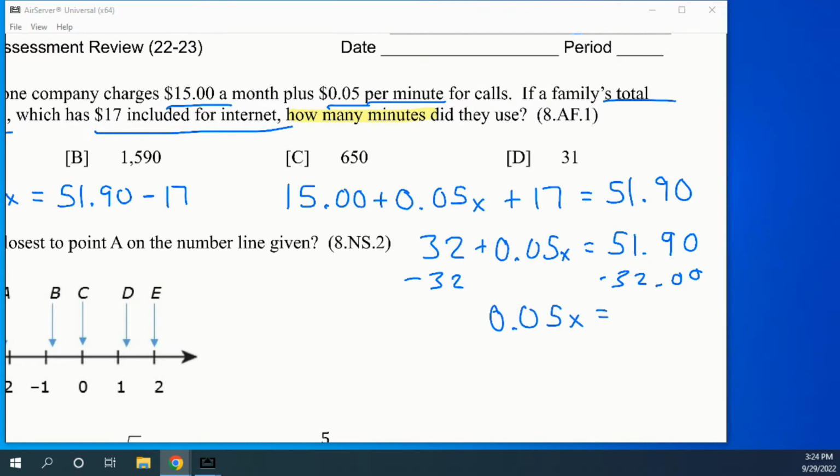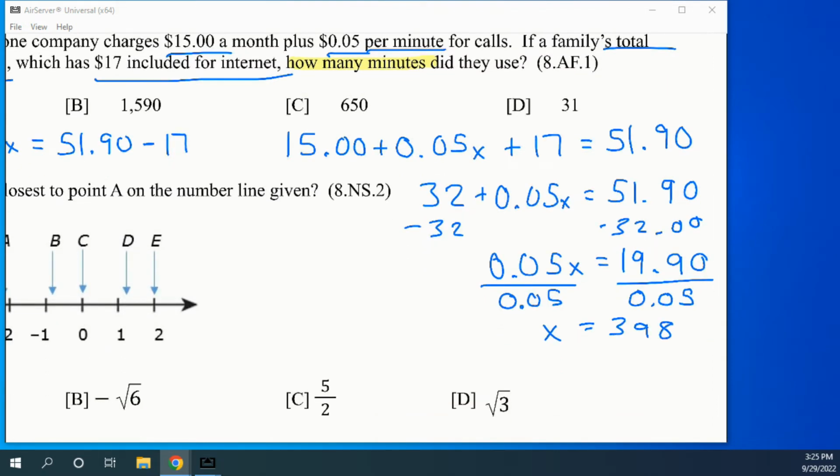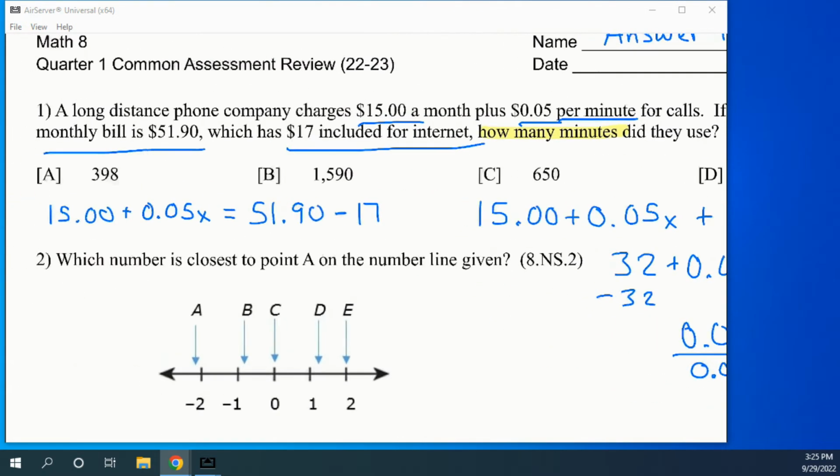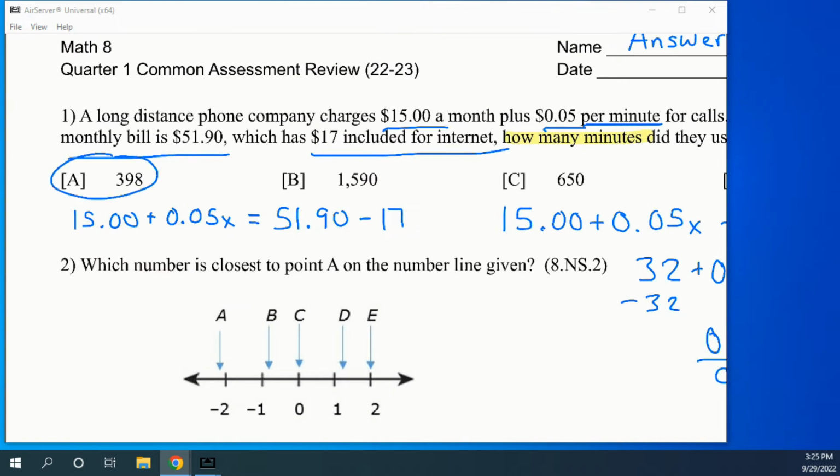0.05x equals 51.9 minus the 32. I got 19.9. Okay. And then the last step is to divide by 0.05. And we should get our solution of 398. Okay, so 398 is the one that we're looking for. That seems to be A. So A is our solution here.